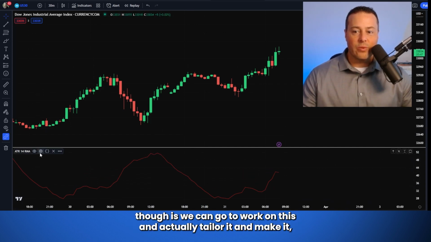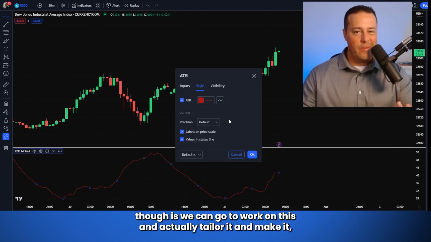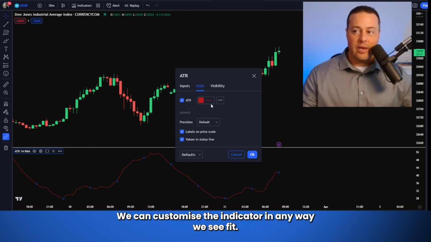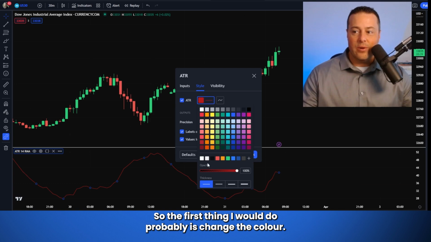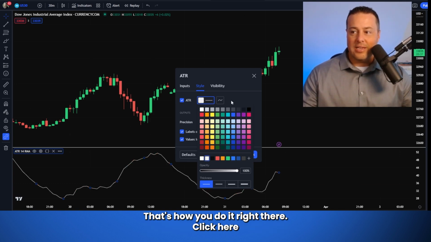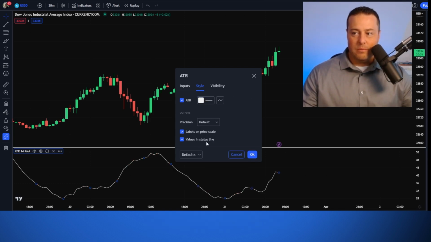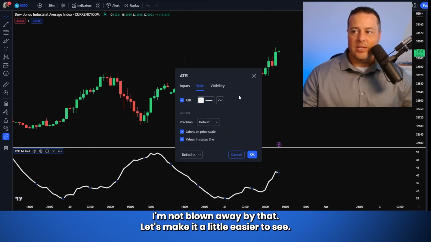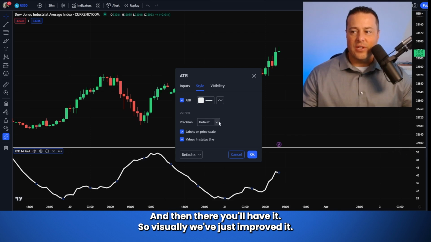What we can do, though, is go to work on this and tailor it to something we want to look for. We can customize the indicator in any way we see fit. The first thing I would probably do is change the color. That's how you do it, right there. Click here. Also, I'm not blown away by that line width, so let's make it a little easier to see, and then there you have it. Visually, we've just improved it.